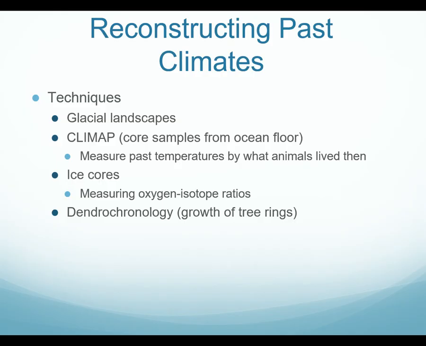There are multiple methods for reconstructing past climates. Some of the common ones are listed here. We can easily tell from glacial landscapes. As a glacier melts, it carves out land, quite literally. Those are great big, huge mountains of ice. So as they melt and they push down, they can actually carve out some of the land. So geography tells us a lot about what the glaciers were like thousands of years ago.